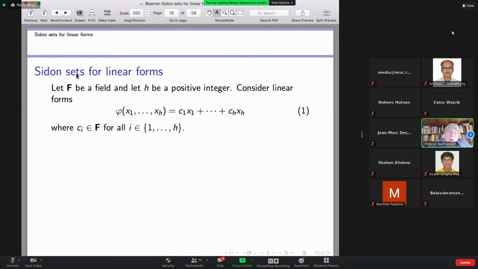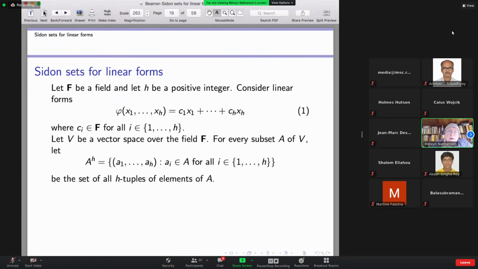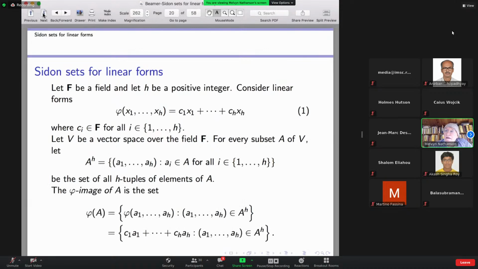So we don't have to take integer valued forms. You can take any field and consider linear forms where the coefficients are scalars in the field. Take any vector space over the field. It could be elements, it could be the field, but vectors doesn't matter. And you look at the set of all h-tuples of elements of this subset A of the vector space. And we're interested in the image of A under phi. So you just evaluate phi at all the h-tuples that come from the set A.